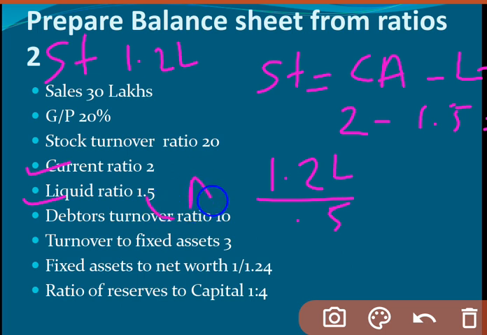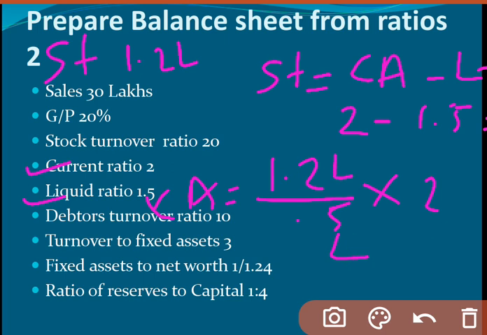Current asset is equal to 1.2 lakhs divided by 0.5 into 2. Right, the value of current asset in the ratio is 2. So current asset is equal to 1.2 lakhs divided by 0.5 into 2. How much do we get? Current asset is equal to 4.8 lakhs. So we got the value of current asset, 4.8 lakhs.